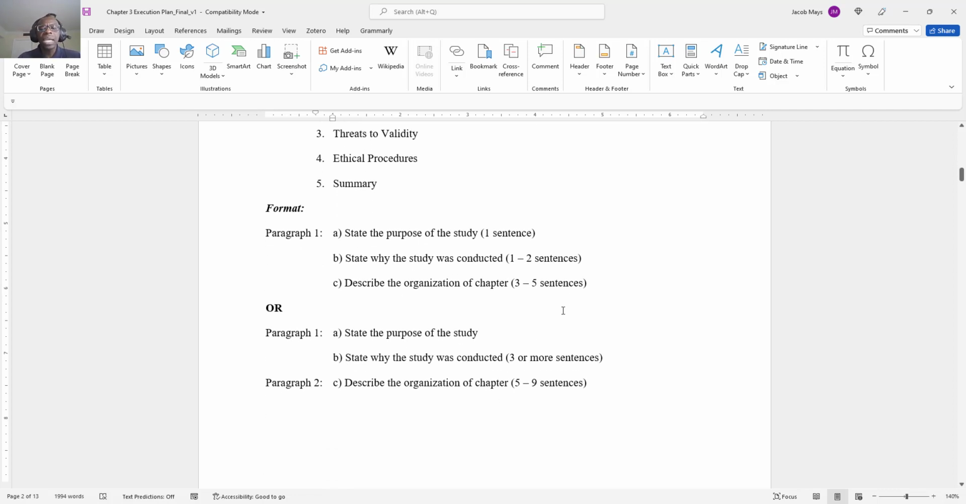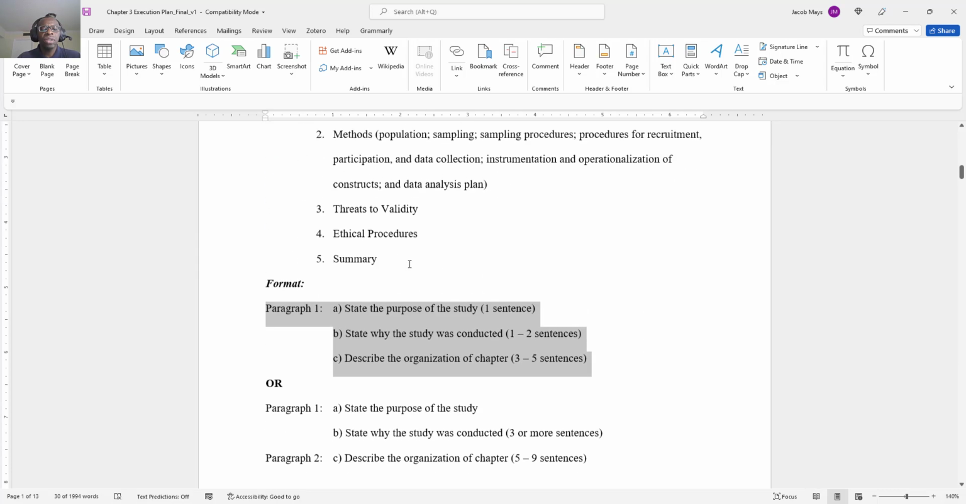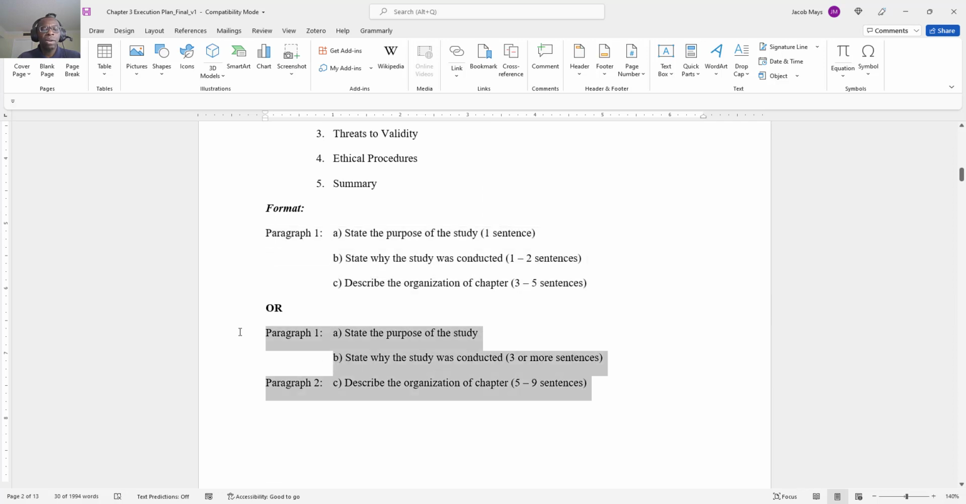Choose a format. There's a one paragraph format for the introduction, and then there's a two paragraph format. Okay? With the one paragraph format, you're going to state the purpose of the study. The purpose of this study is, the purpose of this quantitative correlational study is blah, blah, blah. Okay? You should get that from your purpose statement in chapter 1. Just pull it directly from chapter 1. That's going to be your first sentence.